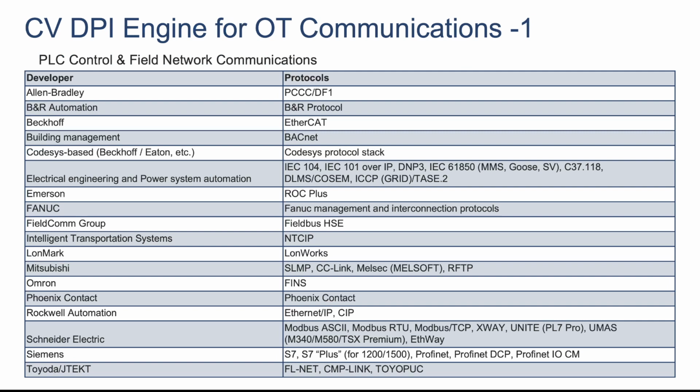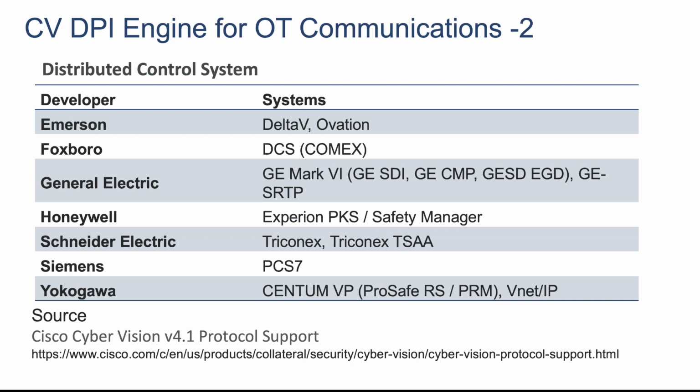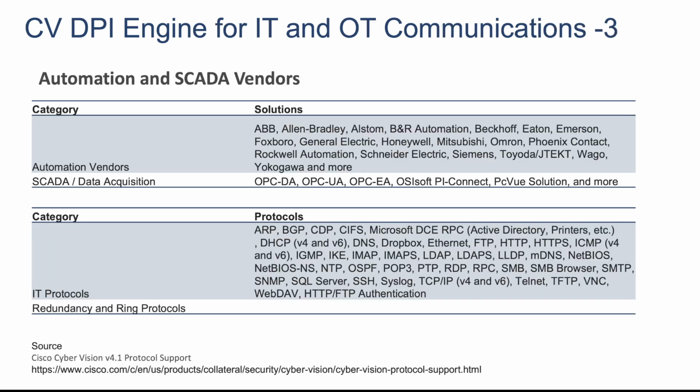There is a long set of communication protocols which are inbuilt into Cisco CyberVision. This list keeps on increasing. So these are the typical field communication protocols normally used in OT networks. If it is a DCS or distributed control system, these are normally the vendors or protocols being utilized. We can get the updated list of supported protocols from the Cisco CyberVision 4.1 protocol support. This list will keep on updating as per the versions released.